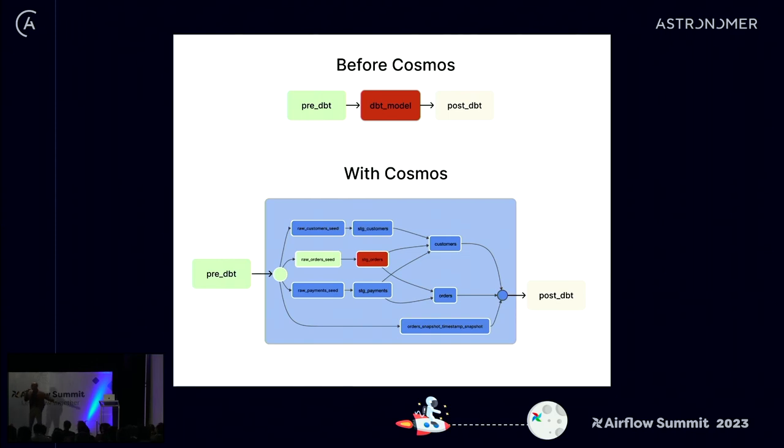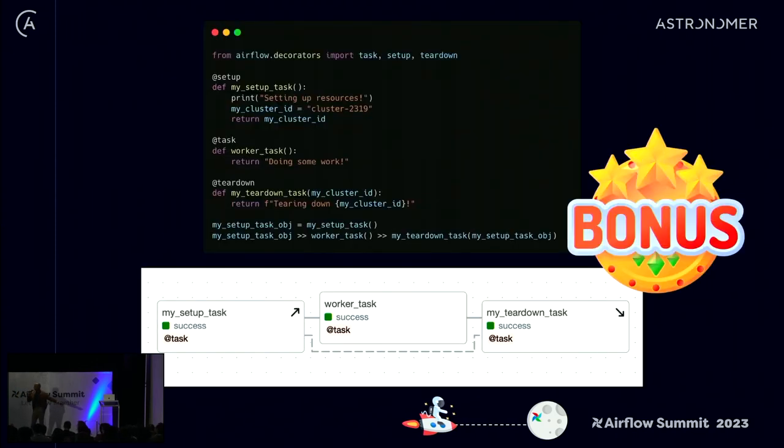Okay, we can say that. Oh, actually, there is a bonus. This one is a new feature in 2.7. When you need to transform data, usually you also need to set up and tear down resources. Now you can use the setup and teardown tasks for that. Setup and teardown tasks help you to better manage your resources.